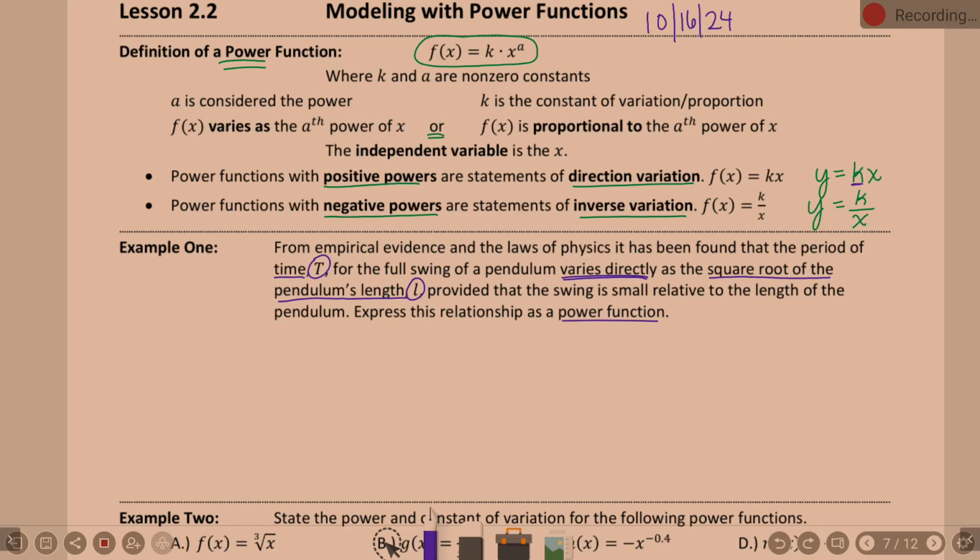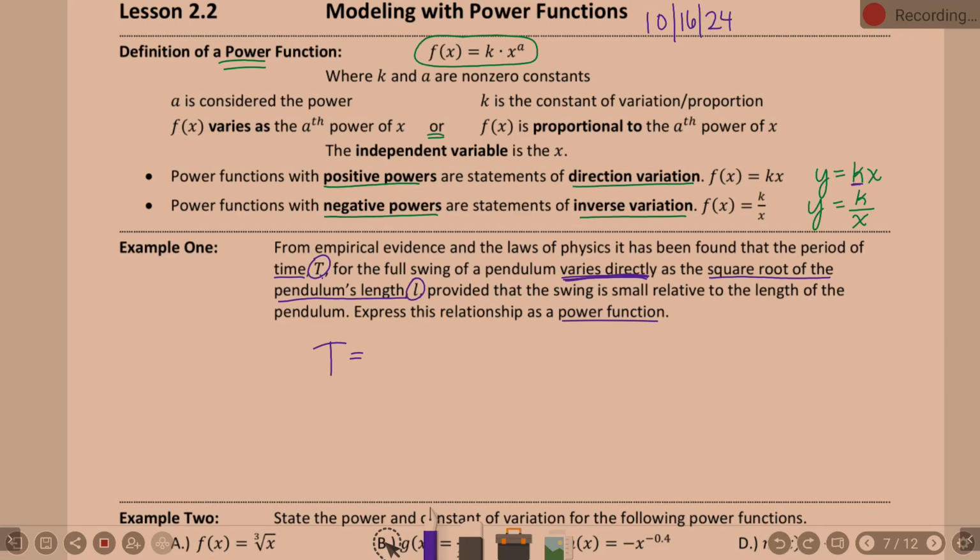It measures the period of time, t. But then what does it do? It's going to vary directly. So right there, that's kind of like saying y varies directly with x. We're going to think t equals.